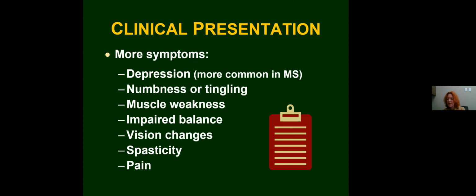It's often on one side of the body or in the legs, or can be arms or legs or anywhere really. Balance impairment, vision changes can be double vision or impaired vision if someone's had optic neuritis. Muscle spasticity, meaning muscle spasms or stiffness, which can be painful.